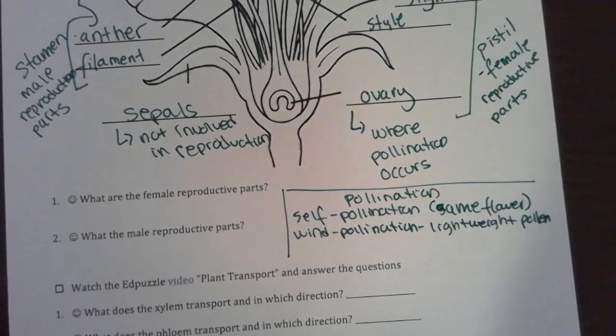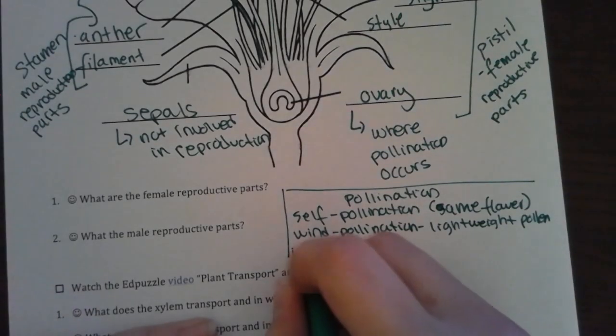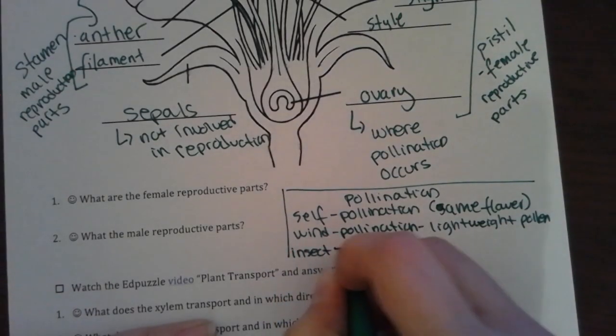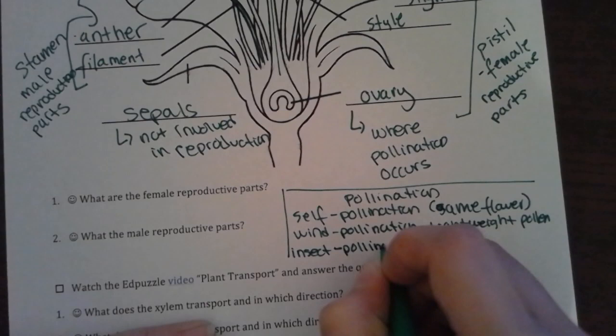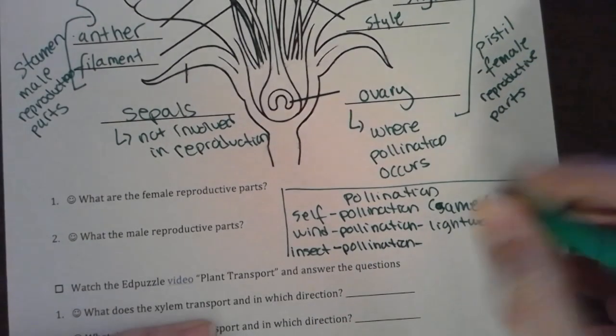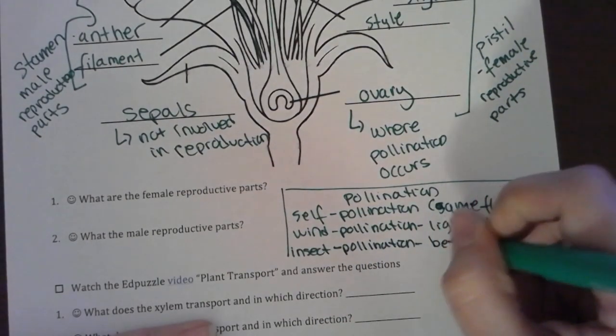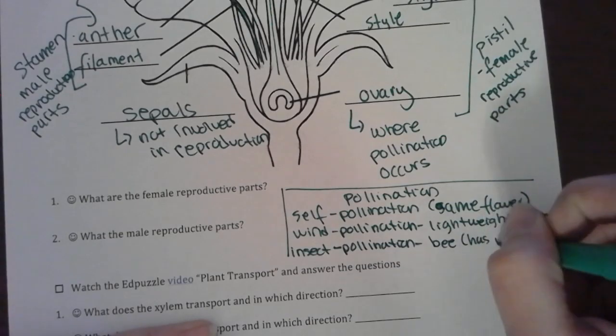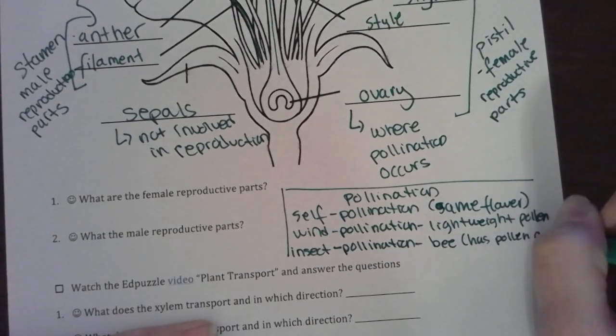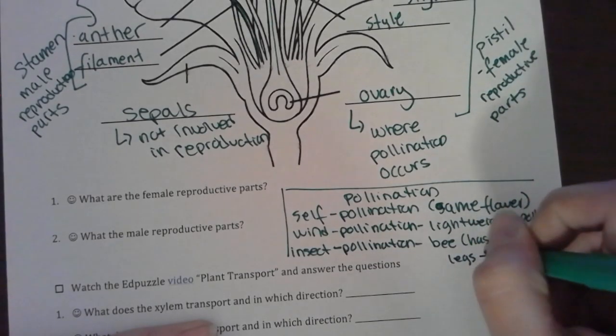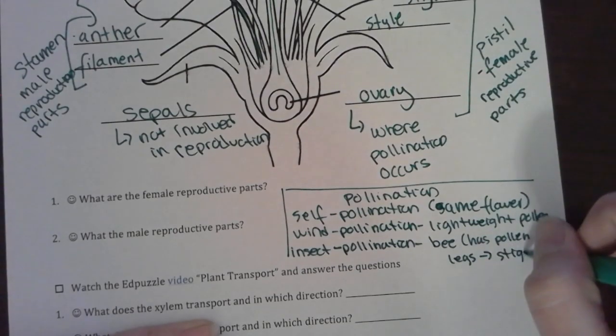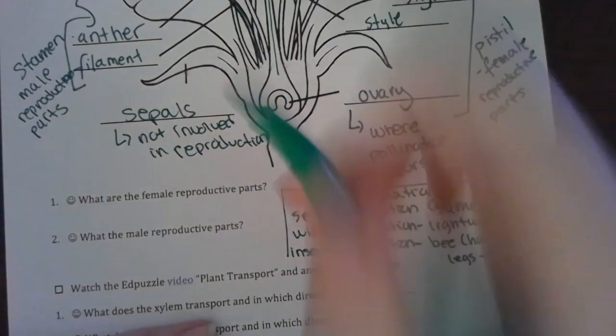The pollen just is in the wind, which we all know that it's in the air because most of us are allergic to it, and it makes us sneeze. And then the final one is insect pollination. So this is like when a bee has pollen on its legs and then it goes to the stigma. It would land on the stigma and then the pollen would travel down.